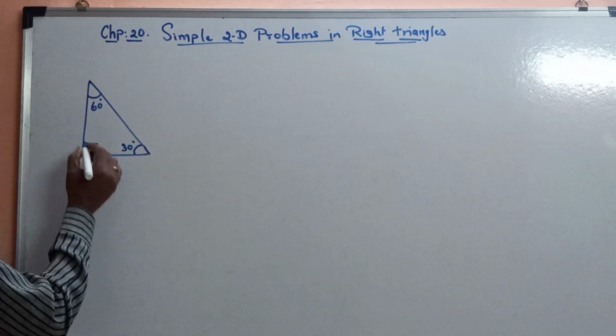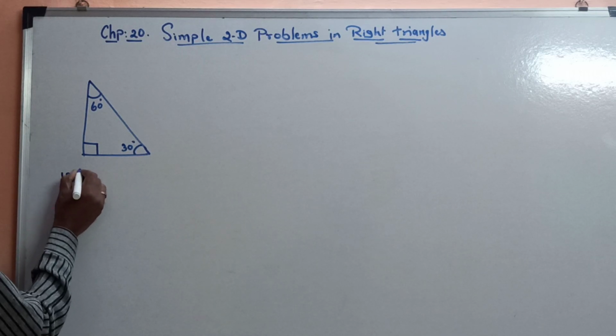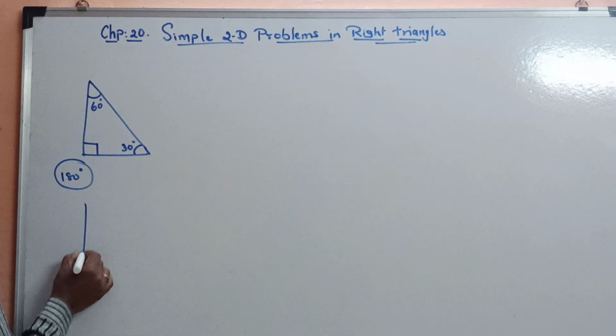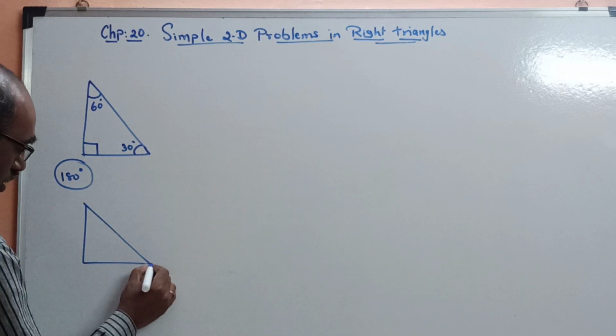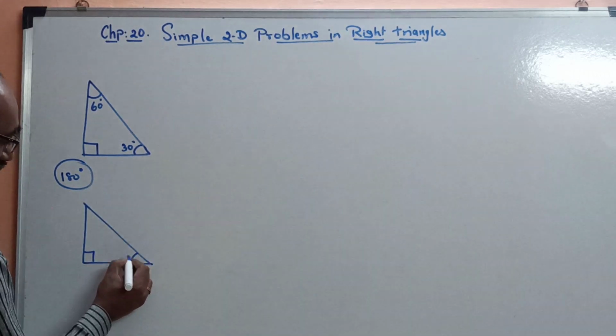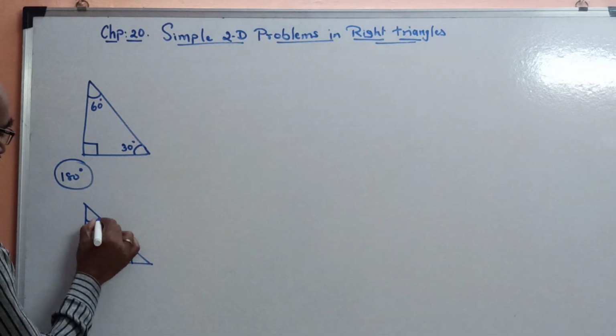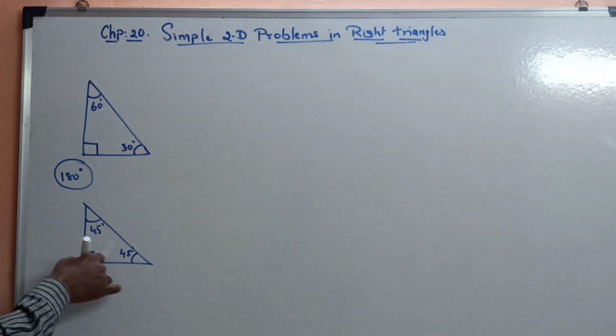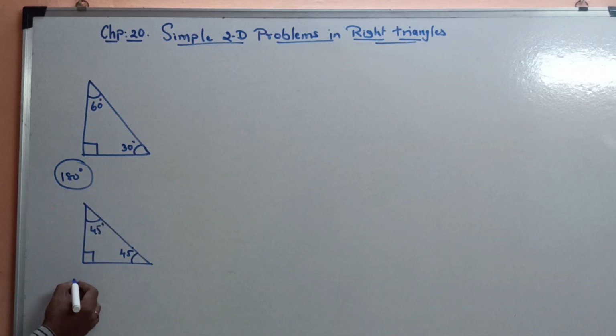The sum of all the angles of a triangle is equal to 180 degree. So together it is 180. Another concept is this right angle triangle. When we say this is 90 degree, this can be 45 degree, this can be 45 degree. If you add all this, 90 plus 45 plus 45 is equal to 180 degree. The sum of all the angles of a triangle is 180 degree. This is the first concept you have to understand.